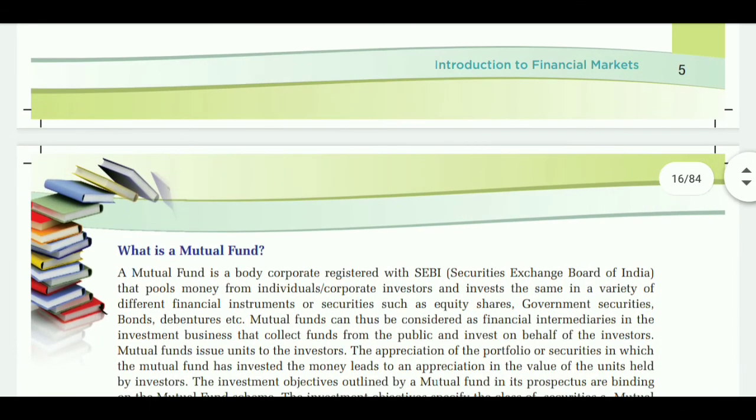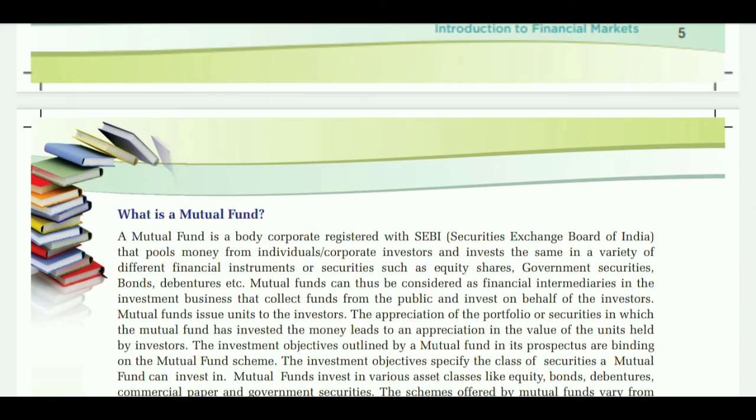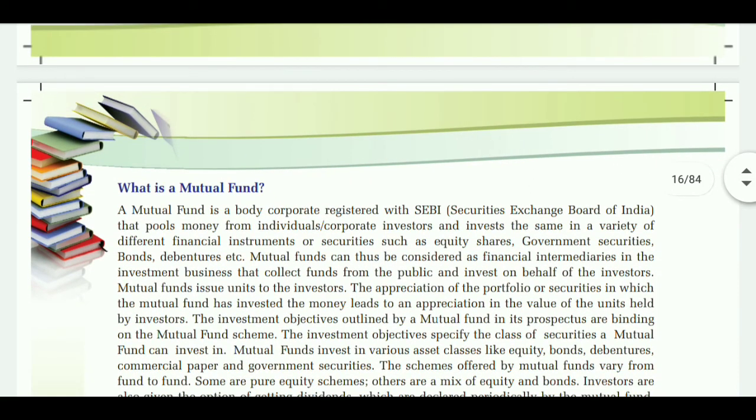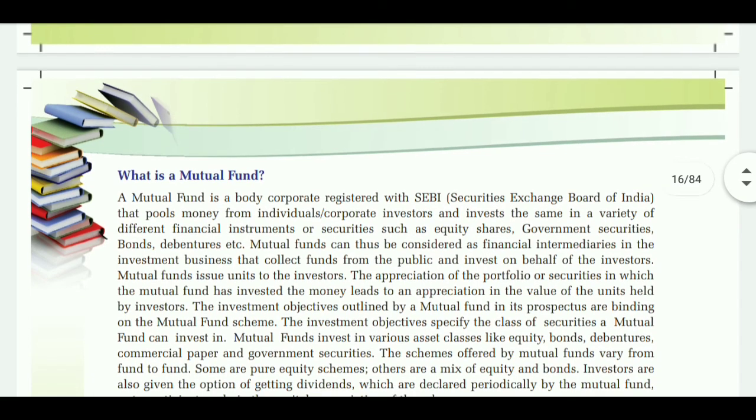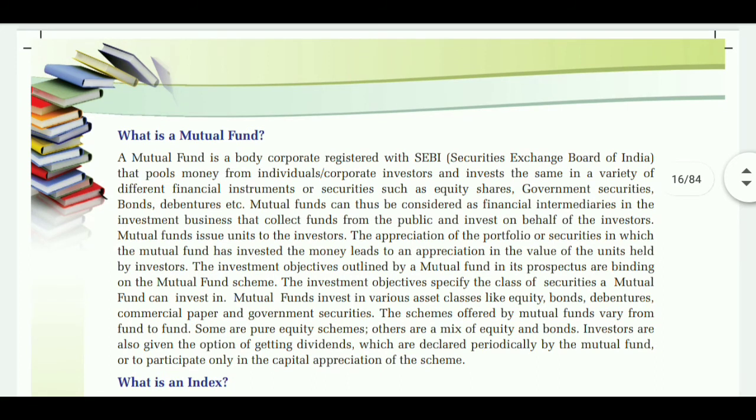A mutual fund is a body corporate registered with SEBI, the Securities Exchange Board of India, that pools money from individuals and corporate investors and invests the same in a variety of different financial instruments or securities such as equity shares, government securities, bonds, debentures, etc. Mutual funds can thus be considered as financial intermediaries in the investment business that collect funds from the public and invest on behalf of the investors. A mutual fund issues units to the investors.